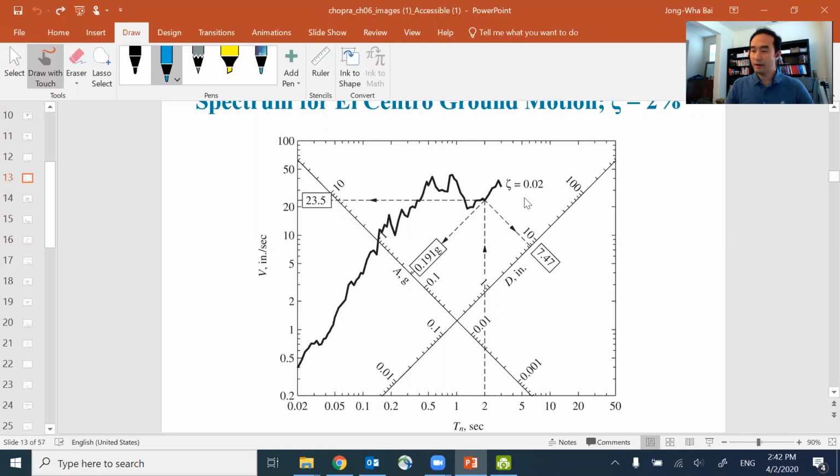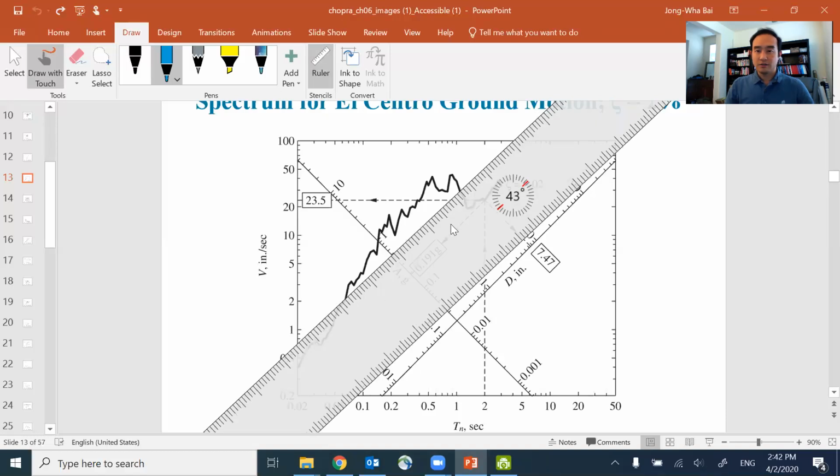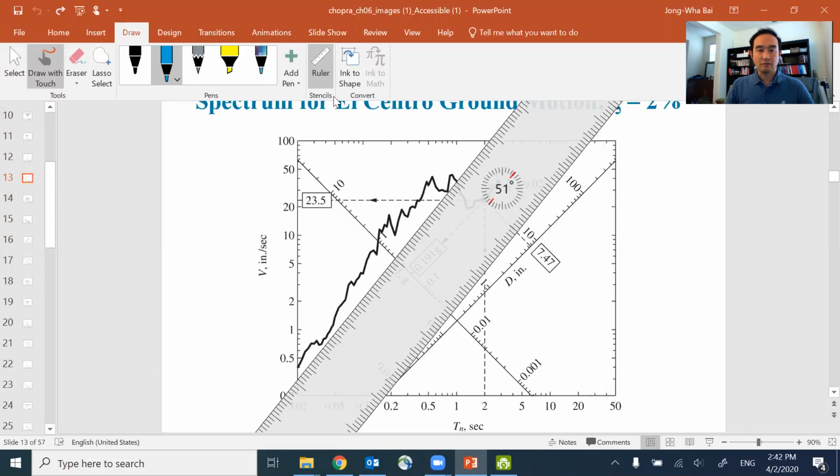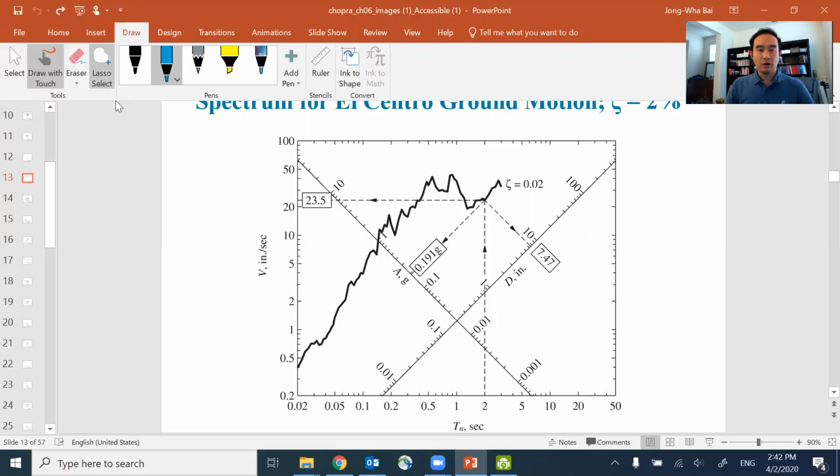So let's talk about the peak deformation. I draw a straight line using this ruler tool. I didn't know about this before, but I just realized it. Using that ruler option, I drew 3 lines for the previous example problem. So this is the line with the 1.59 second. Now, so this is the intersection point.